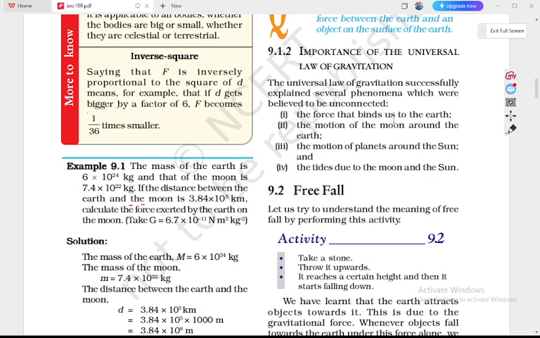The force that binds us to the earth, the motion of the moon around the earth, the motion of planets around the sun, and the tides due to the moon and the sun. The universal law of gravitation successfully explains several phenomena which are believed to be unconnected.